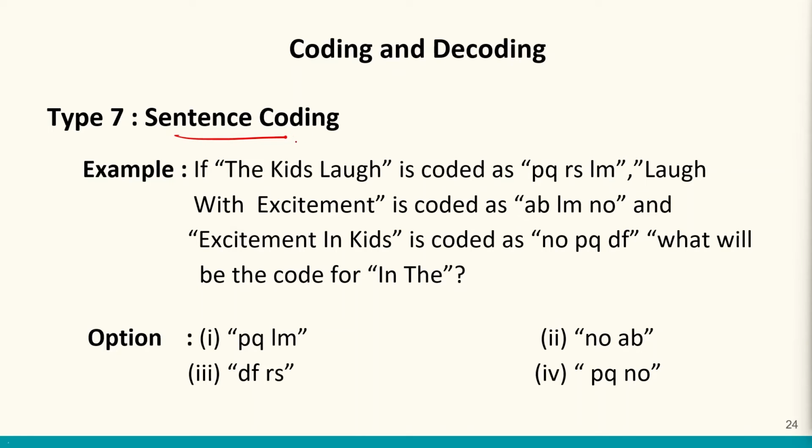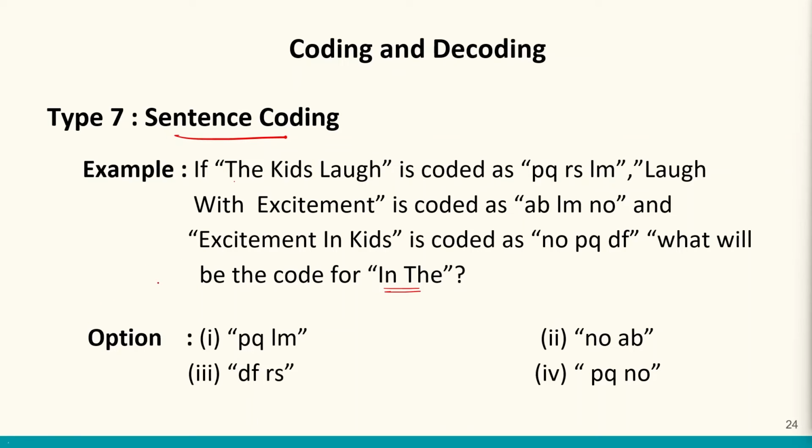Again, in sentence coding, we are given that "the kids laugh" is coded as this, "laugh with excitement" is coded as this, "excitement in kids" is coded as this, and we have to find the code for "in the". Let us write. I am using short forms only because we do not have that much space. Okay, let's take a different approach. "The kids laugh" is coded as PQRSLM.